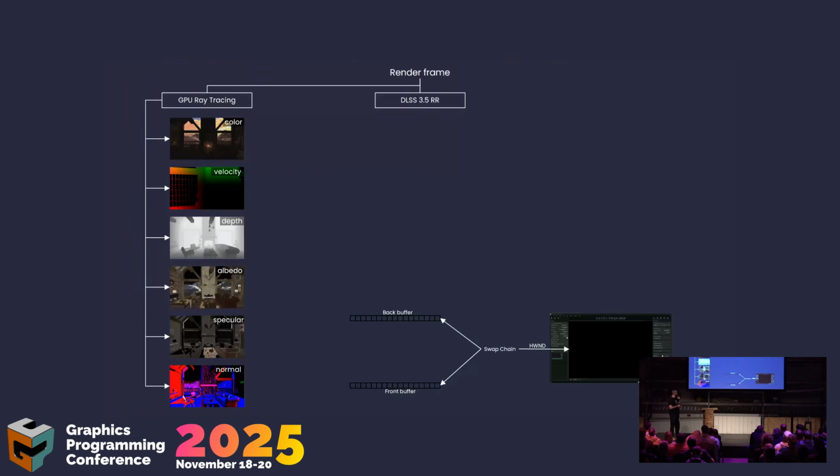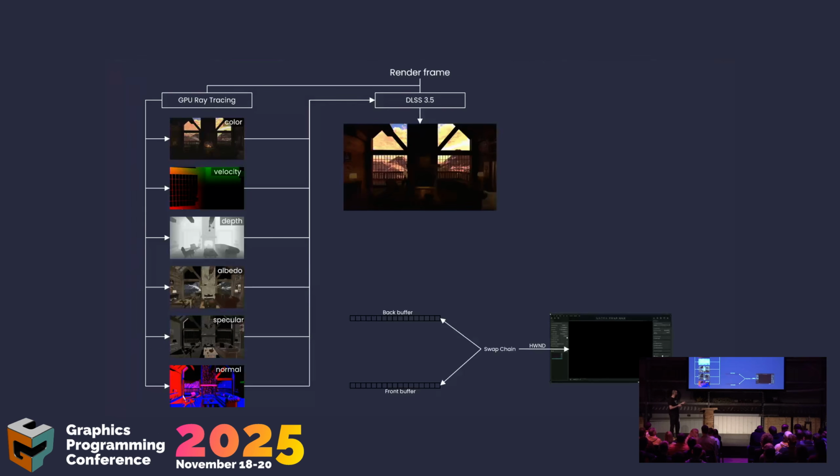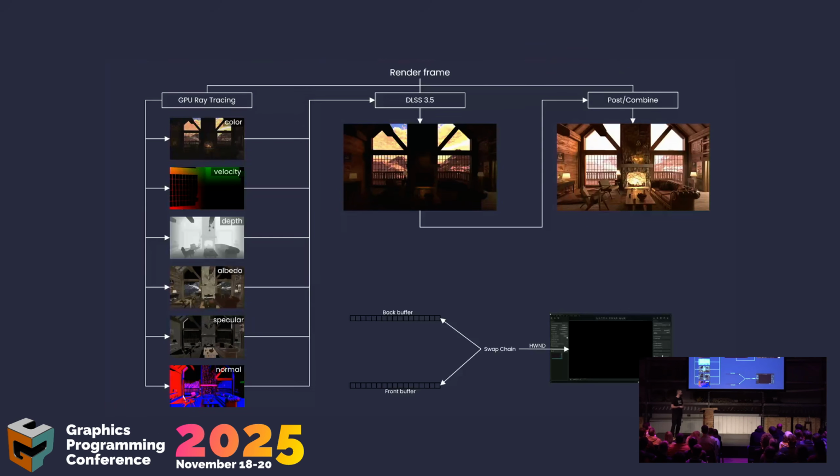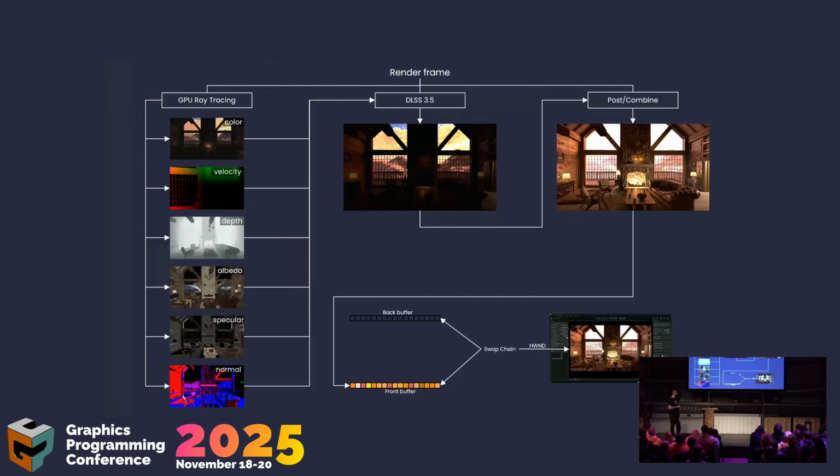Then the DLSS pass is executed, and the data from the ray tracing is given to DLSS. DLSS performs its magic. It upscales the image and denoises it pretty well. Then this image is passed further for some post-processing and combination stuff, and it's stored in the buffers of the swap chain. And of course, at the end, we have to present this to the user.